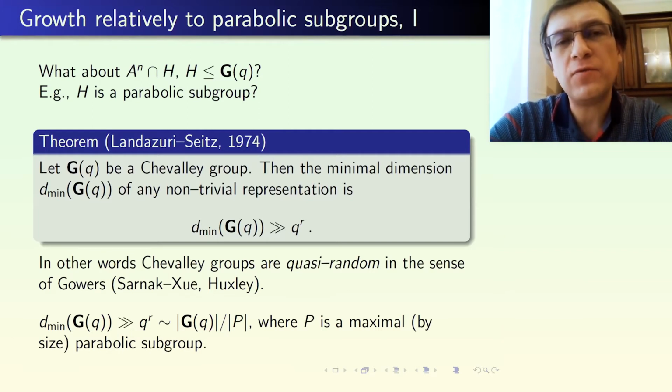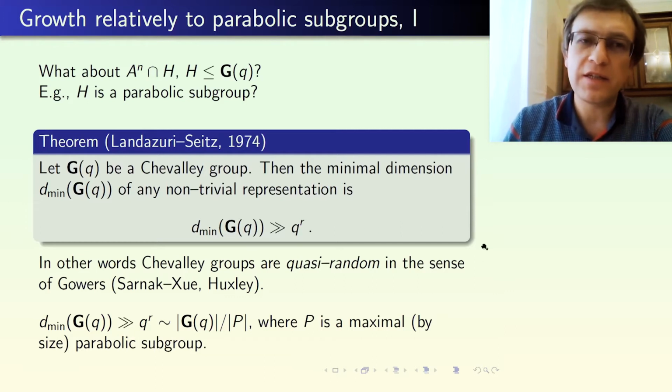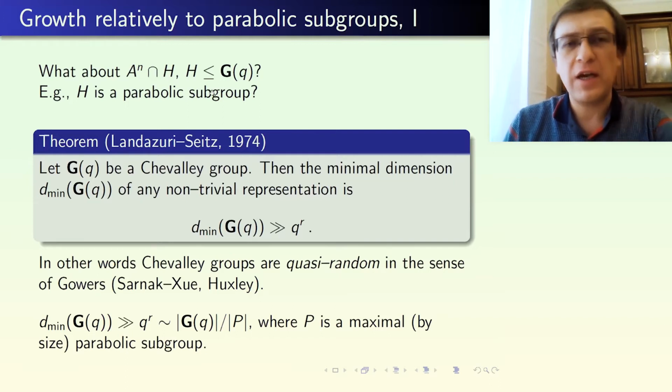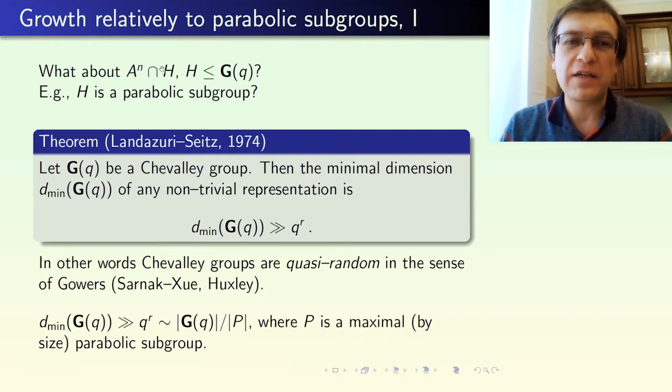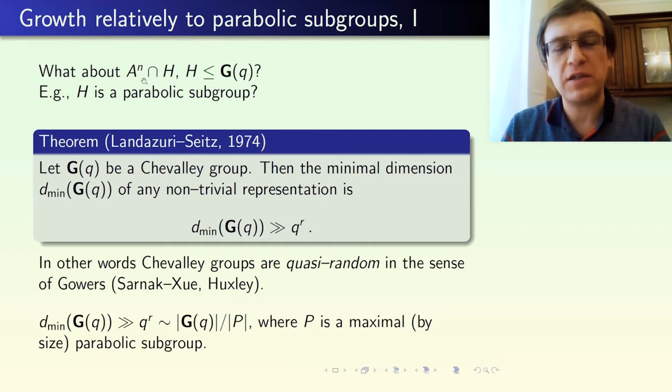So I don't want to generate the whole group. I want to find an intersection of A to the N with a fixed subgroup of my Chevalley group. For example, I can take a parabolic subgroup. So is it true that if A generates the whole group, then it intersects a fixed parabolic subgroup?